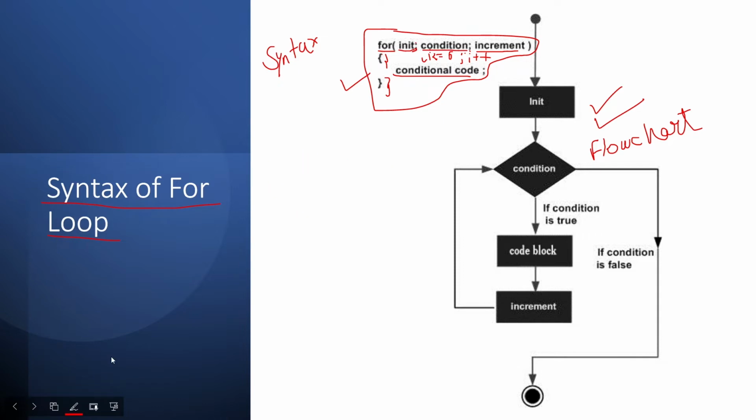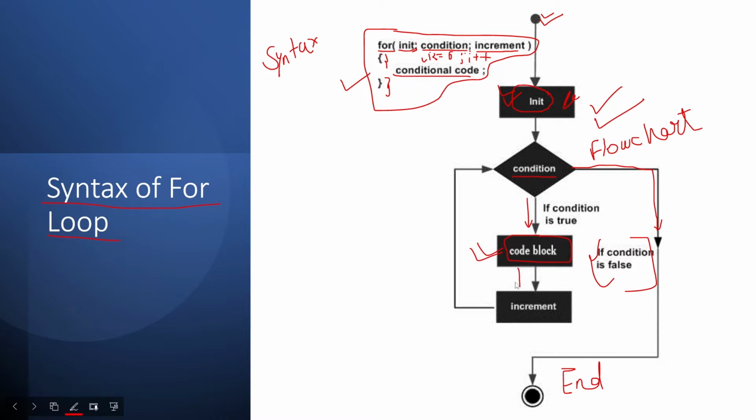Now let's discuss the flowchart of the for loop. First of all, your program will start from here. After that you have to give a variable, int variable, then you have to give the condition on the loop. If the condition is false, then the program will end, and if the condition is true, then it will come to the code block, and whatever is in your code block will print in the terminal.